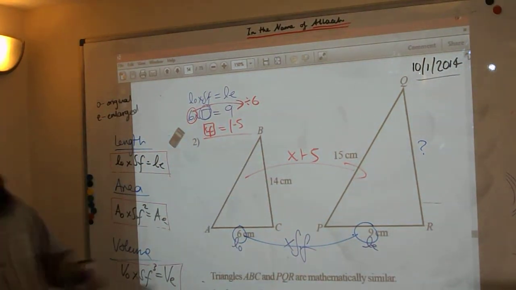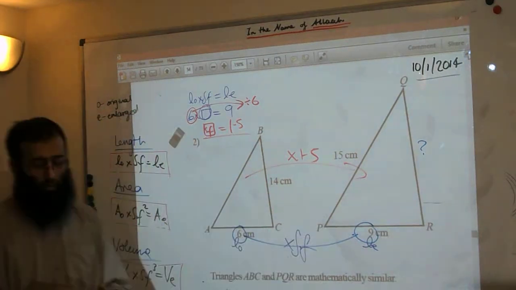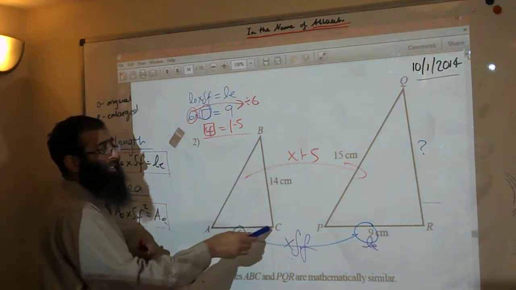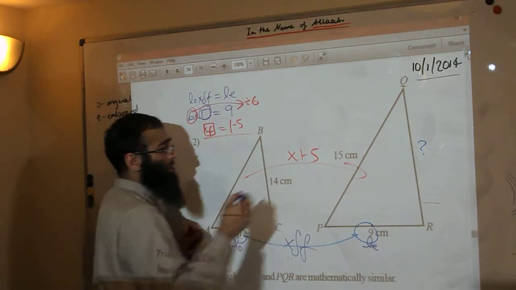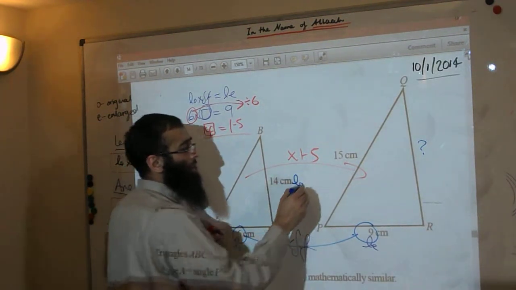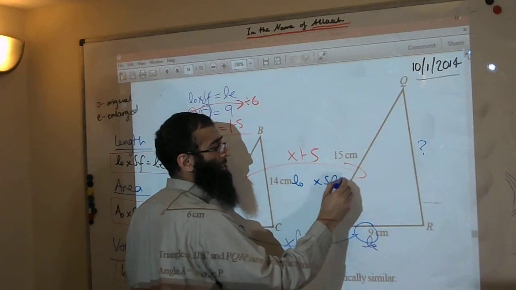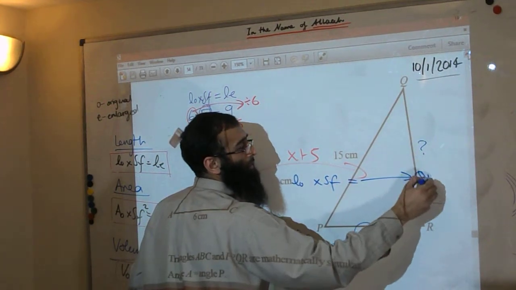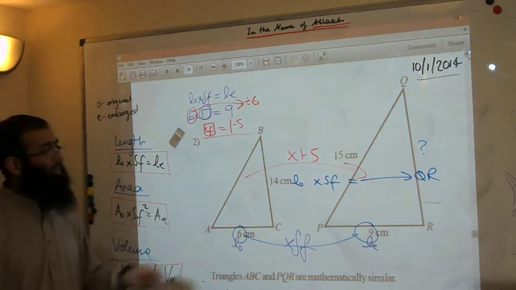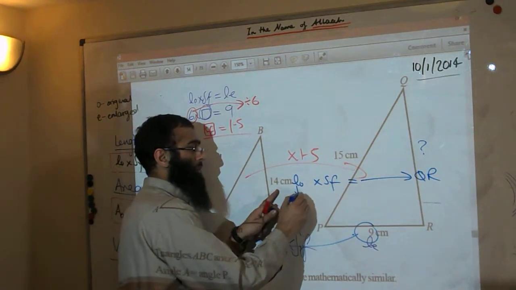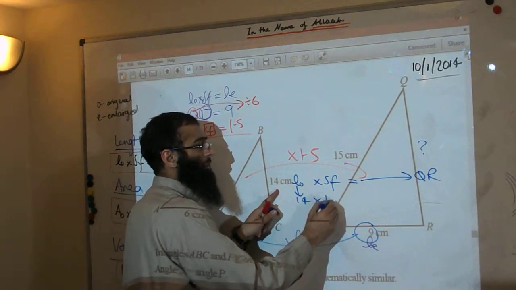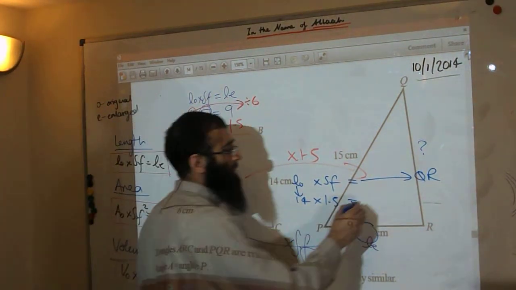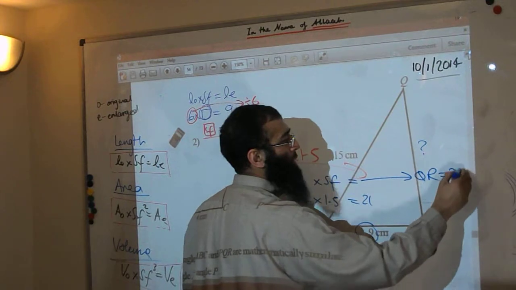Now the question says work out this side over here. So we know that this side QR corresponds with BC. So this was the starting point. This is my length original. I have to multiply that by the scale factor, and that will give me this length here. Okay, now what is the length of the original? The length of the original is 14, times by 1.5. That gives us 21. So QR is equal to 21 centimeters.